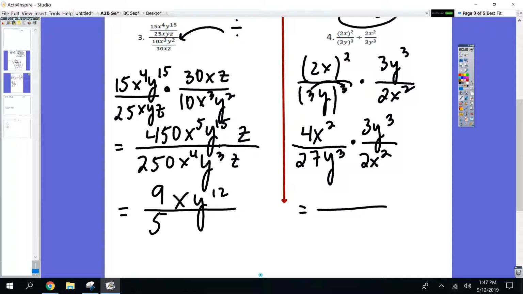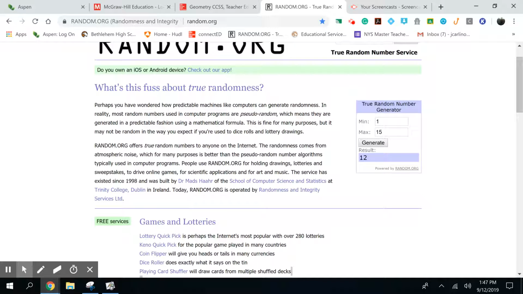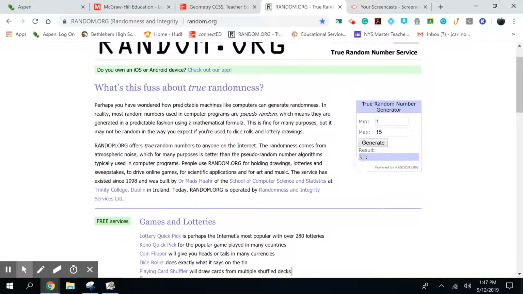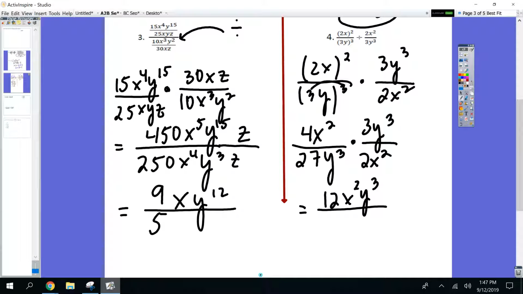What are you going to get on top when you multiply? Oh, yep, 12. 12 x squared and y to the third. Bottom, 5. No rush. Y cubed x squared. Okay, what about my numbers, though? Oh, I didn't say 54, my bad. It is your bad, yep.